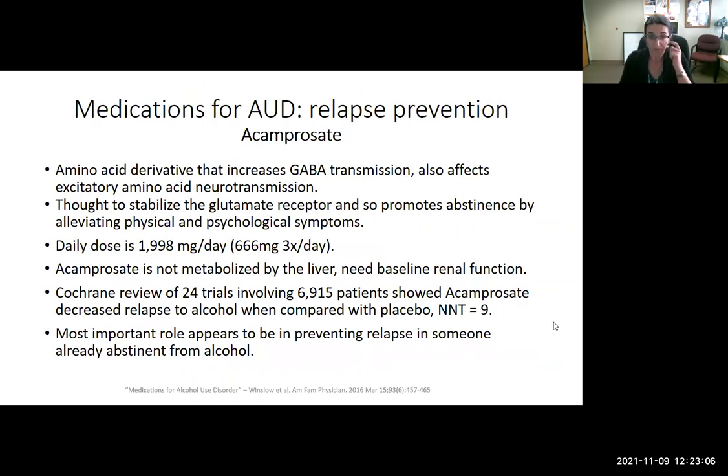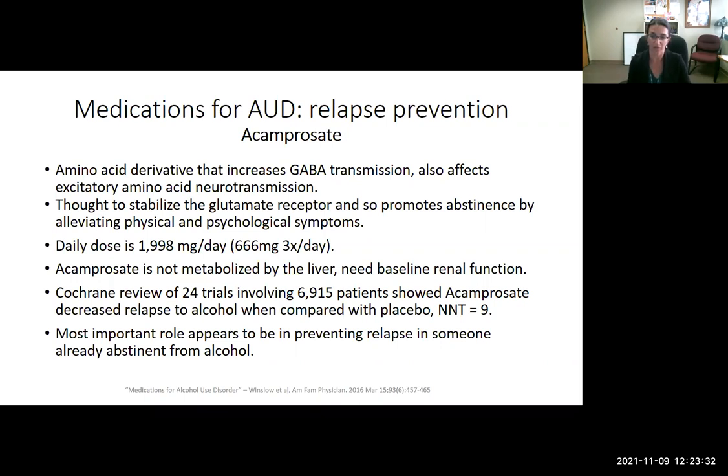We'll talk about acamprosate briefly. Acamprosate's an amino acid derivative that increases GABA transmission. It's thought to stabilize the glutamate receptor, and so also can help promote abstinence by alleviating physical and psychological symptoms. It's a little bit more tricky to dose rather than that once a day dosing or the monthly injection from naltrexone. This one is 2 pills 3 times a day.